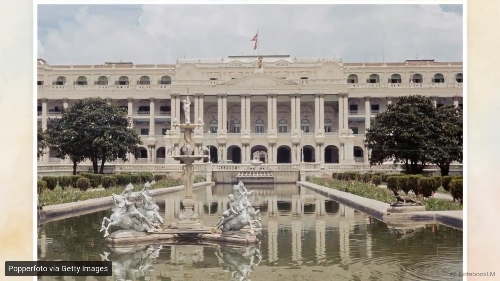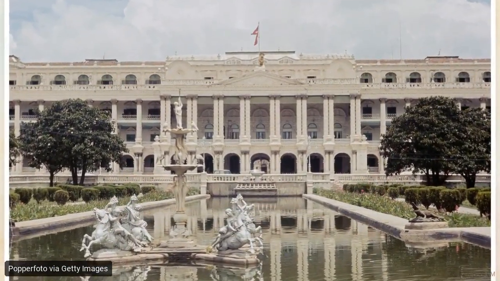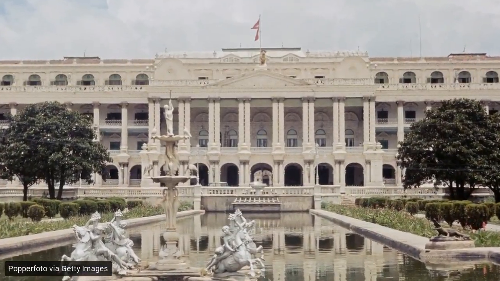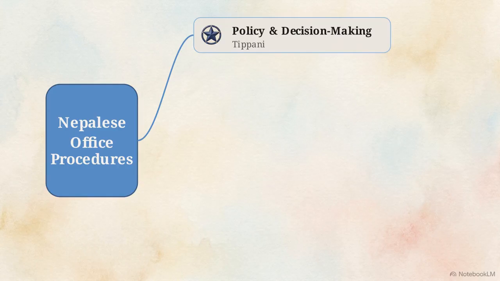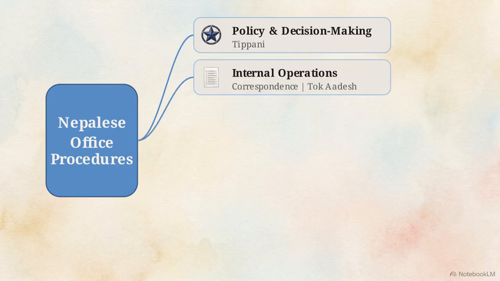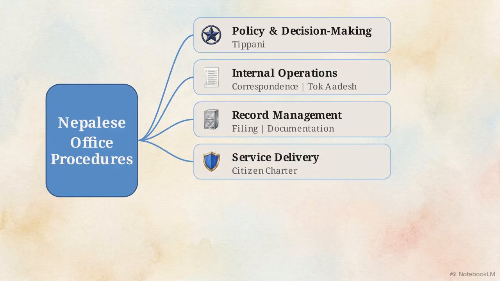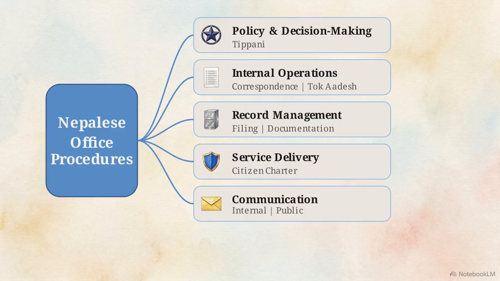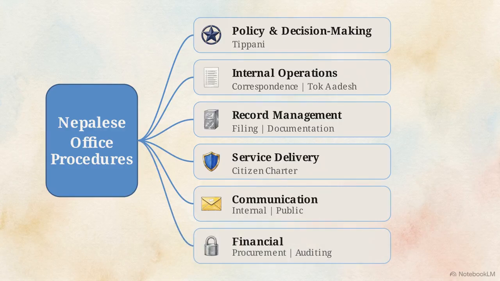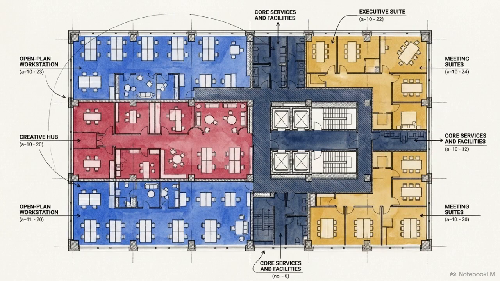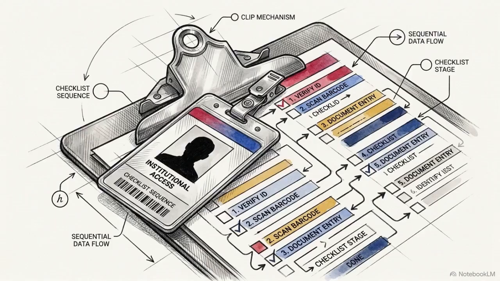Within the specific context of Nepalese office management, these optimized procedures are grouped into 6 distinct functional categories. Category 1 is policy and decision-making, including the Tipani. Category 2 is internal operations, covering correspondence and mandatory talk oddish. Categories 3 and 4 handle record management and service delivery, including citizen charters. Finally, categories 5 and 6 cover internal and public communication, alongside financial procedures tracking procurement and auditing. While these 6 categories govern different areas of the office, they rely on the exact same logic, identifying the required steps and locking in the people responsible for following them.